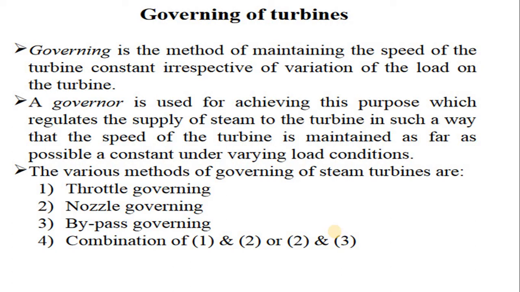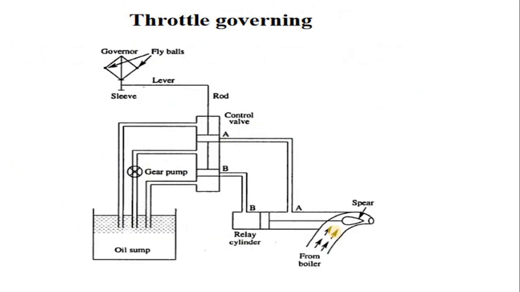It can be done by various methods. The first method of governing is throttle governing. Second one is nozzle governing. Third one is bypass governing. And fourth one, you can combine all these types of governing. So here we will discuss the first type, that is throttle governing.